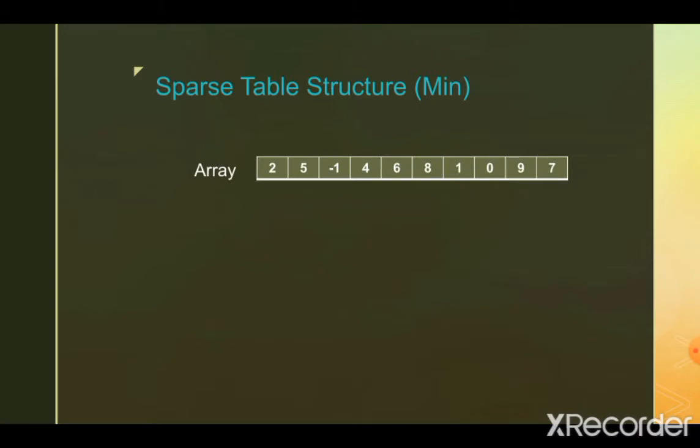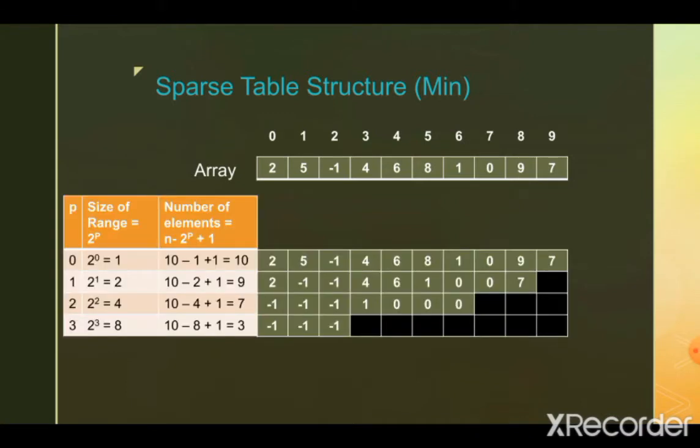Let us consider an array of 10 integers as shown here. Its indices are shown above the values. Here is the sparse table data structure for this integer array. Using this sparse table, we can process range minimum queries on this array. Before actually processing range minimum queries, let us first try to understand sparse table data structure.